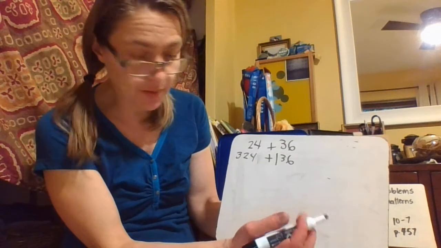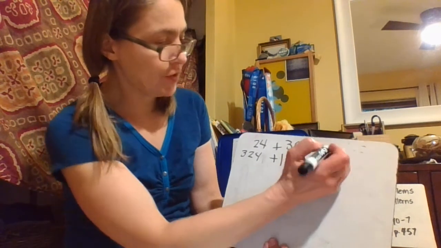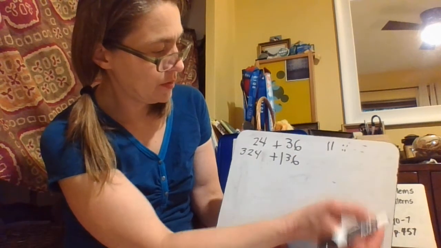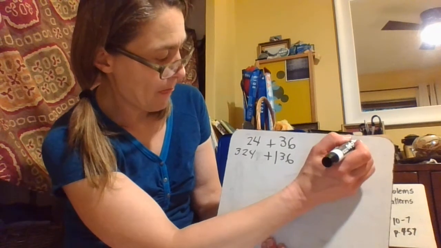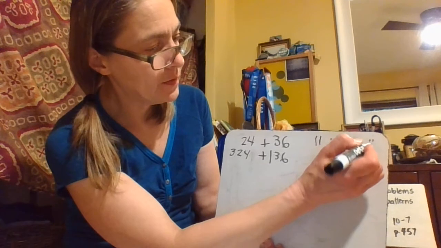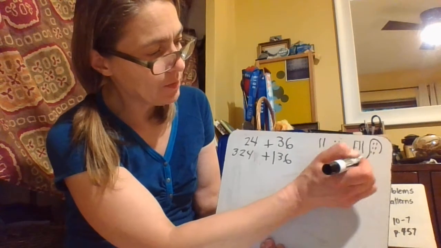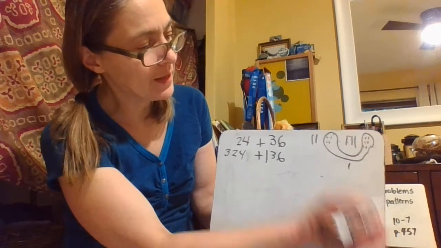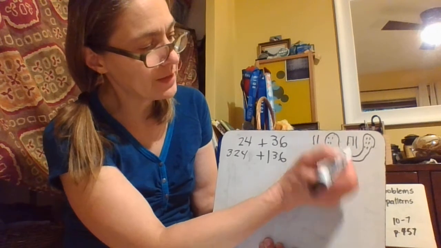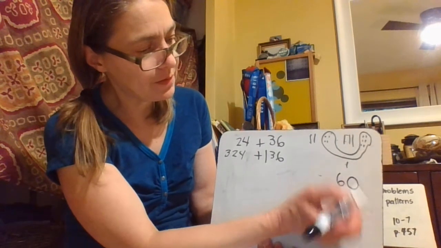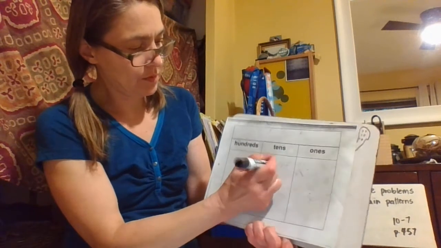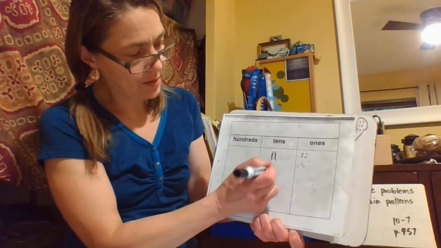And we can solve it by breaking apart numbers, we can solve it with the number line, or we can draw our blocks. So if we draw our blocks, we have 24 and 36. So I see that we can add the 4 and the 6 and make a 10. And then we add up the 10s. 10, 20, 30, 40, 50, 60. 60 and 0 ones. So if that was in our place value chart, we have 3, 2, and 4, and 3 and 6.